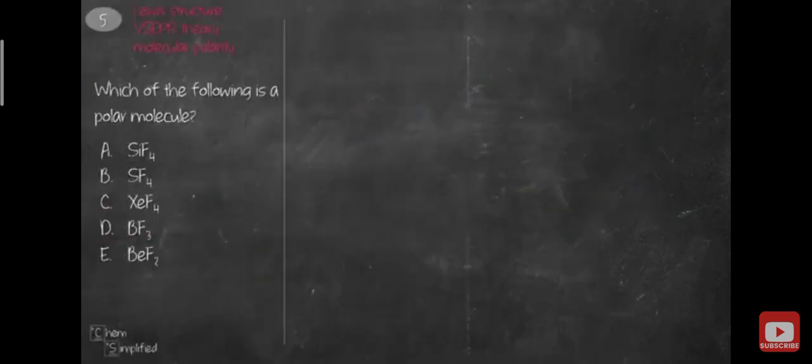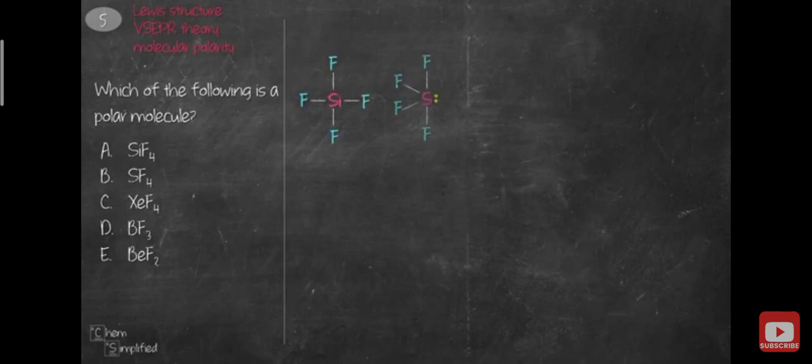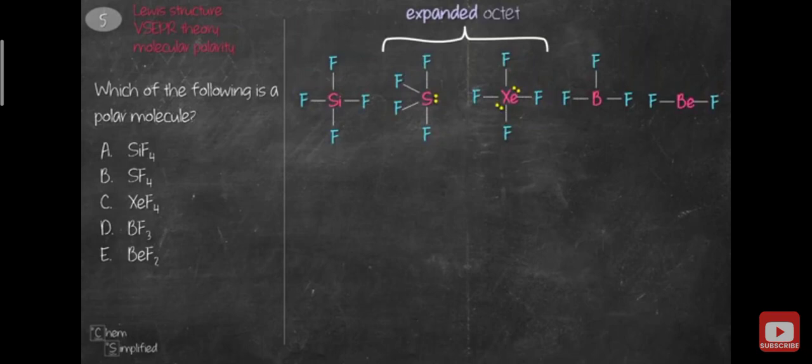This question is asking on the polarity of molecule, and in order to answer that, we also need Lewis structure and VSEPR theory knowledge. To answer the question, we're going to start off with the Lewis structures. It's worth noting that sulfur and xenon can accommodate more than 8 electrons, while boron and beryllium need fewer than 8 electrons. These are the exceptions to the octet rule.